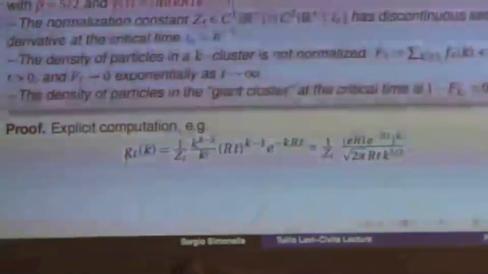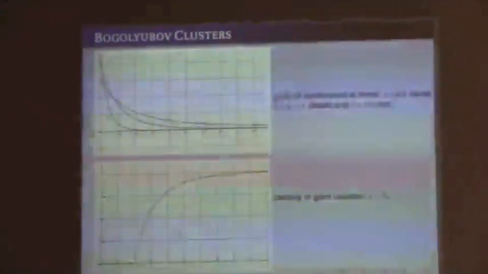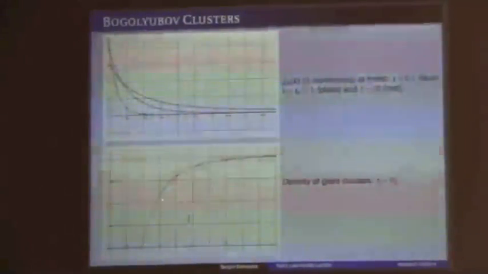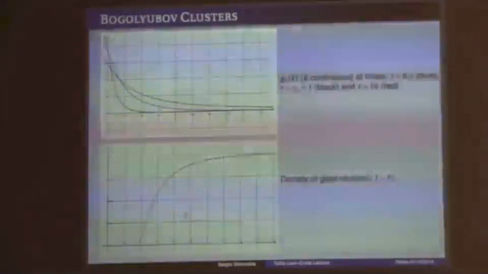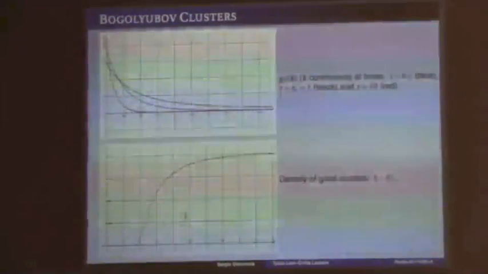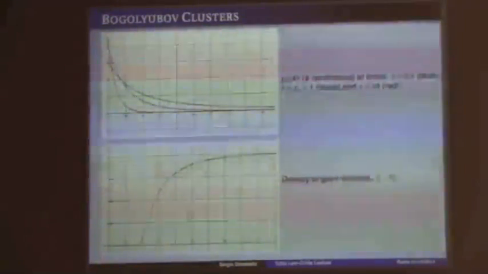And yes, I conclude with some plots of the functions you can derive from the Maxwellian molecules model. Here is the density of giant clusters, so approximately zero for times smaller than the critical time. It is this one here, and then it goes exponentially to one as t is larger than the critical time. And this is the time to stop.